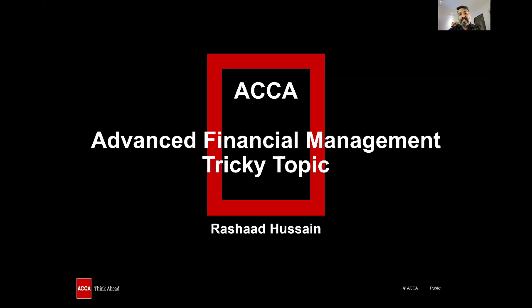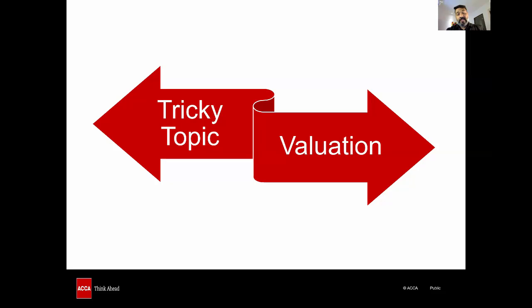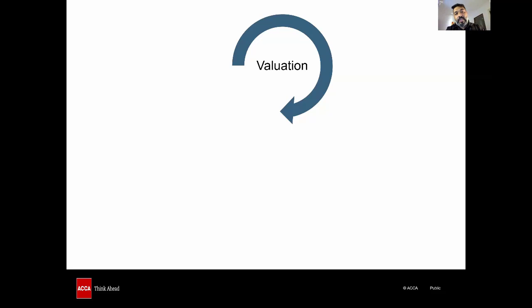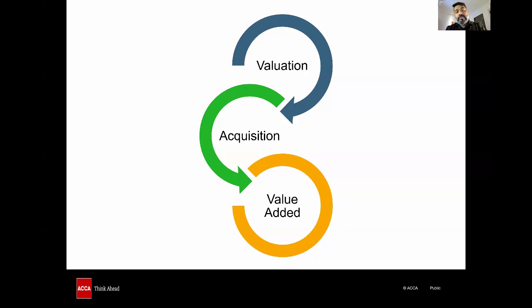My aim here is to simplify the few tricky adjustments of valuation. So here we have Advanced Financial Management, tricky topic, and our topic is valuation. In valuation, which is a big area, we are specifically looking into the valuation of an acquisition, and after acquisition, how the value added happens. How do we calculate it? What are the tricky things? Where do the students go wrong?